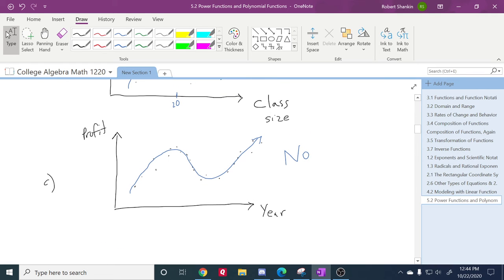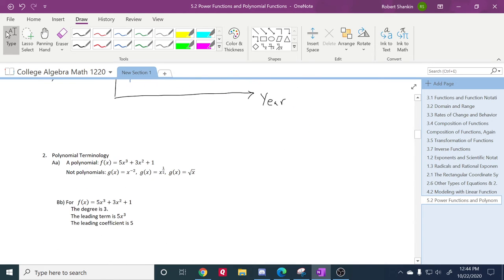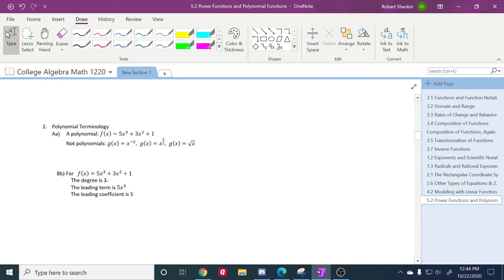All right, so it turns out with two humps we would need a third degree polynomial to be able to model this situation. All right, so polynomial terminology. A polynomial looks like this: f of x equals 5x cubed plus 3x squared plus 1. What are not polynomials is if you have something with a negative exponent, like x to the negative 2.